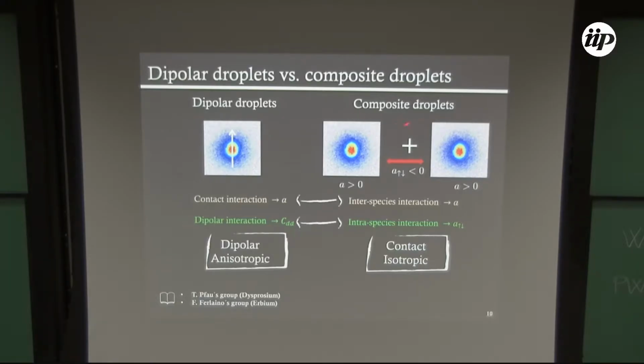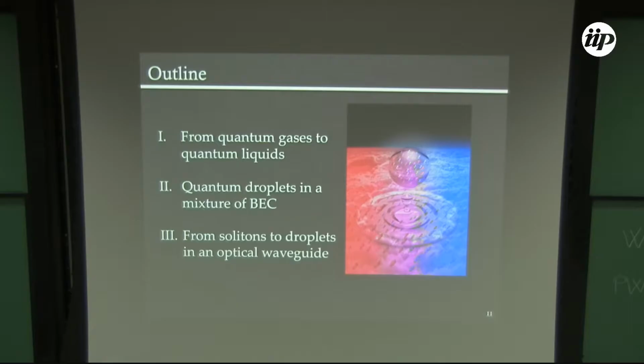In our case, that is the composite droplets, we have the intraspecies interaction that depends on a, and the interspecies interaction. In that sense, both systems have two different interactions that they can use to control the mean field and kill this mean field energy, and then observe this Lee-Huang-Yang correction. So with this, I go to the second part of the talk.